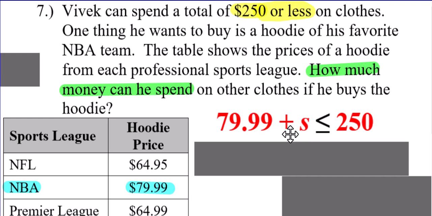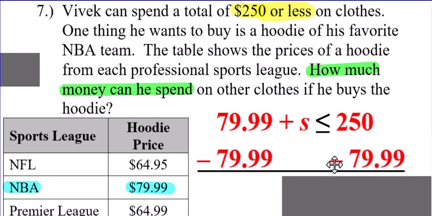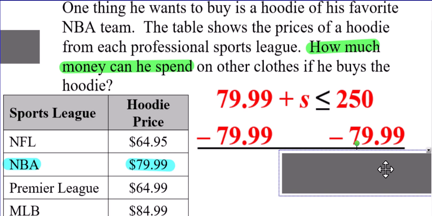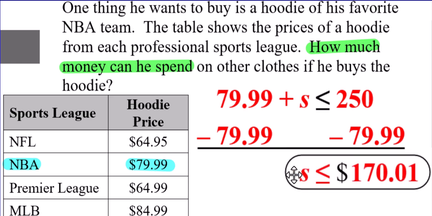From here, the inverse of adding, because you ask yourself what's happened to the variable, it's being added by $79.99, is to subtract. That would be the inverse. Do it on both sides, work down, and you are going to get that the amount that Vivek can spend is less than or equal to $170.01.